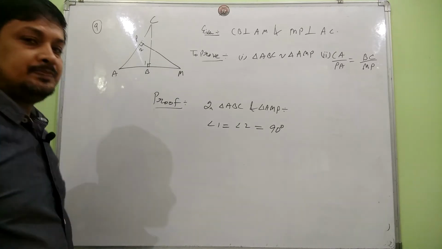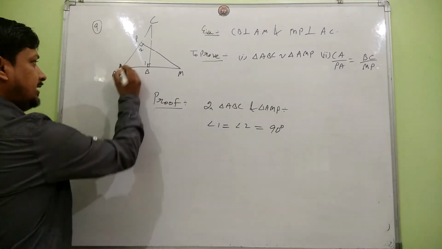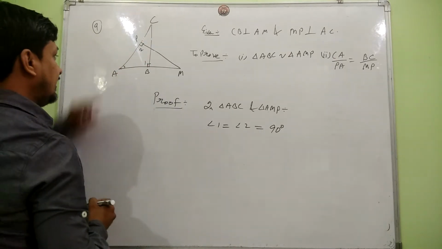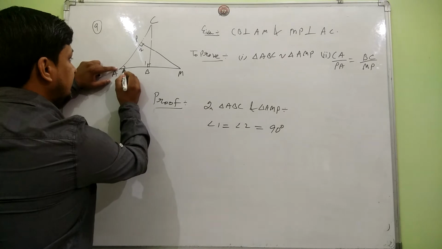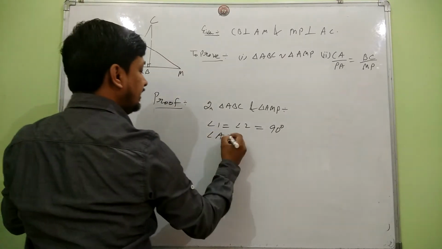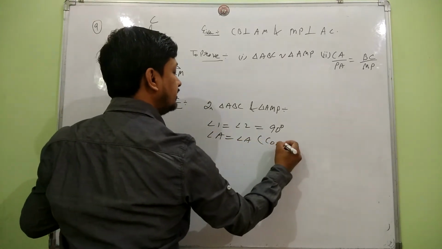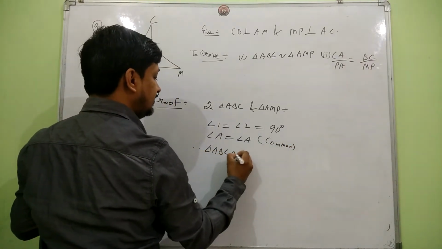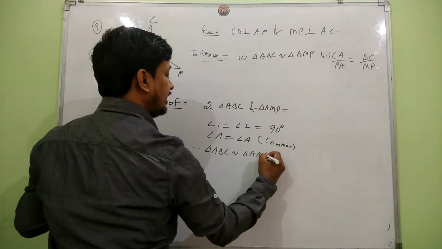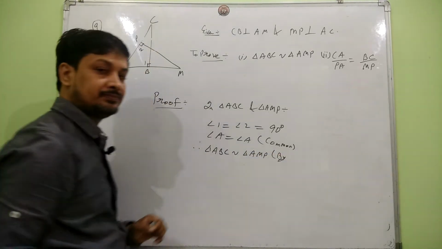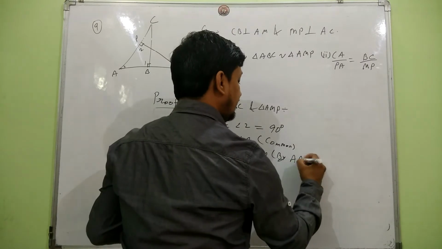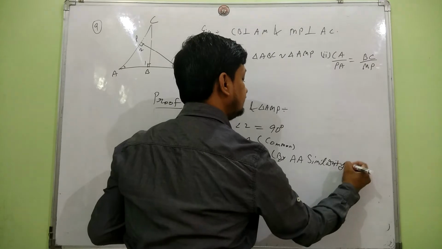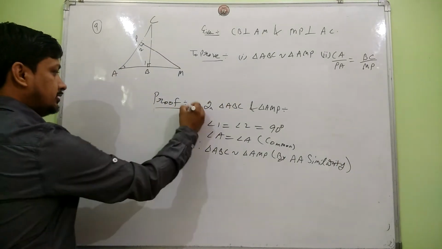What can be the second thing? You can see angle A is in triangle ABC and angle A is also present in triangle AMP. So angle A equals angle A, common. So we can say triangle ABC is similar to triangle AMP, by AA similarity. Now this is the first part.